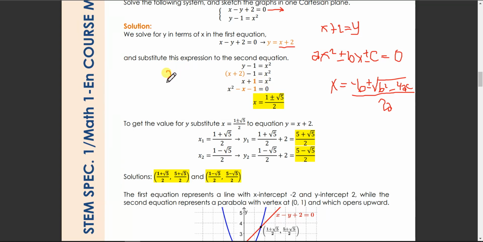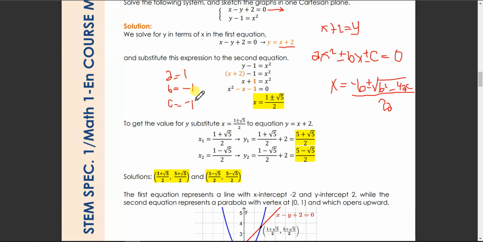Then our a here is equal to positive 1. So the coefficient of our x squared, which is equal to 1. b is negative 1. Di ba? Kani negative 1. And c is equal to negative 1 also. Okay.